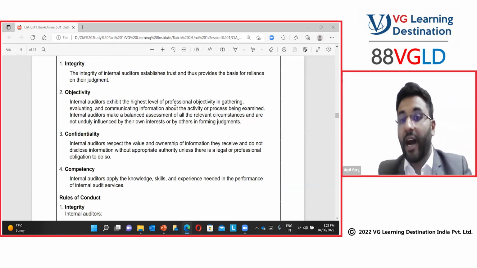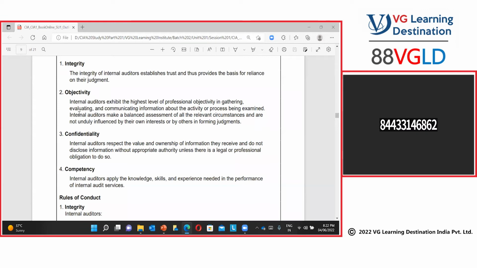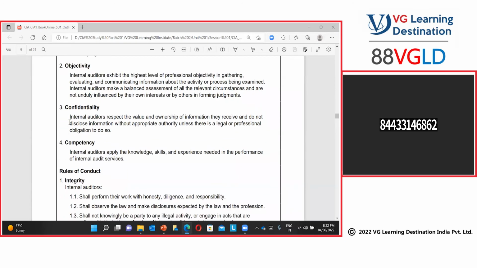Internal auditors exhibit the highest level of professional objectivity in gathering, evaluating, communicating information about the activity or process being examined. Internal auditors make a balanced assessment of all the relevant circumstances and are not unduly influenced by their own interest or by others in forming the judgment. Is that clear now? Are you all clear broadly on objectivity? We'll have to repeat this multiple times, so there will be a lot more clarity coming in. But are you clear so far about integrity and objectivity? Yes? Yes. So let's move forward.